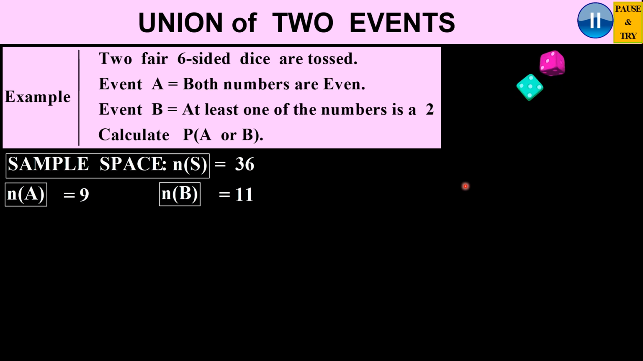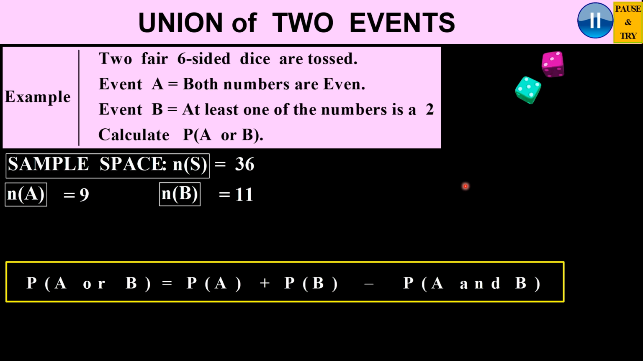Now we want to determine the probability of A or B. So we use our addition rule. There we have our addition rule. Probability of A or B is the probability of A plus the probability of B minus the probability of A and B. So let's substitute now. Probability of A would be, that's correct, 9 over 36. Probability of B, that would be, that's correct, 11 over 36.